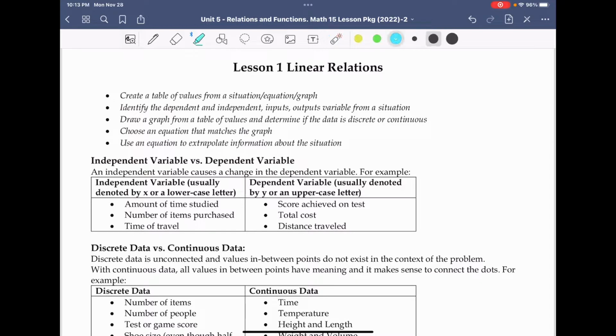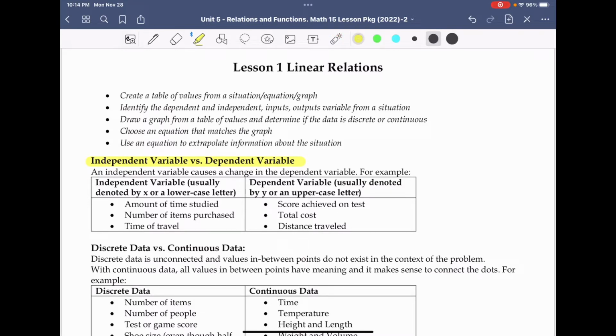So right away, what we're going to do is introduce some terminology, independent versus dependent variable. This comes up a lot in science, whether it be chemistry, physics, biology, or all the math from 15 to calculus. You're going to see a lot of this revisited. Now, what do we mean by independent versus dependent variable?